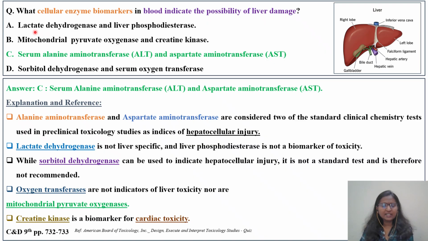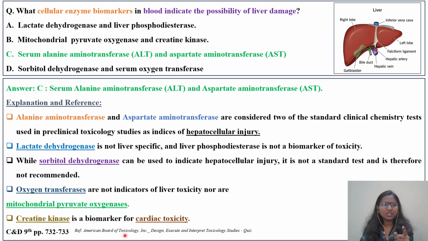So we have option A, lactate dehydrogenase and liver phosphodiesterase. Option B is mitochondrial pyruvate oxygenase and creatinine kinase. Option C is serum alanine aminotransferase ALT and aspartate aminotransferase AST, and option D is sorbitol dehydrogenase and serum oxygen transferase. The right answer will be in the green text, that is option C, serum alanine aminotransferase ALT and aspartate aminotransferase AST. So let us see what is the explanation and the reference which is given by the American Board of Toxicology.